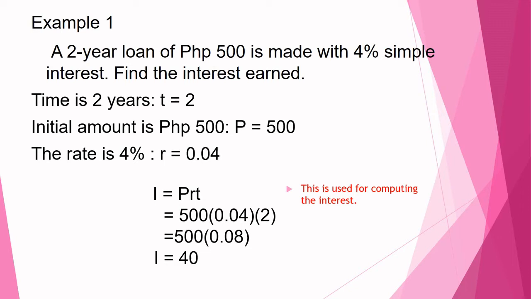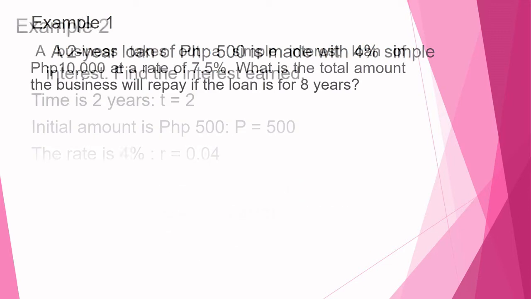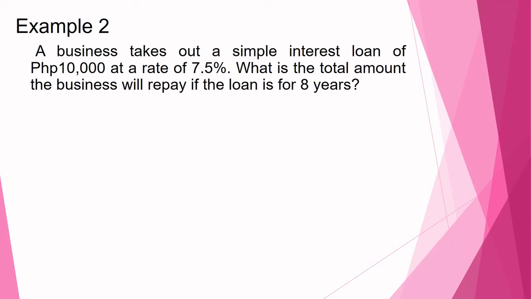So, 40 pesos ang imuhang interest kung manghuwam ka og 500 pesos na naay rate of 4% simple interest for 2 years. So, 40 pesos ang imuhang bayaran na interest. So, we have here another example class.